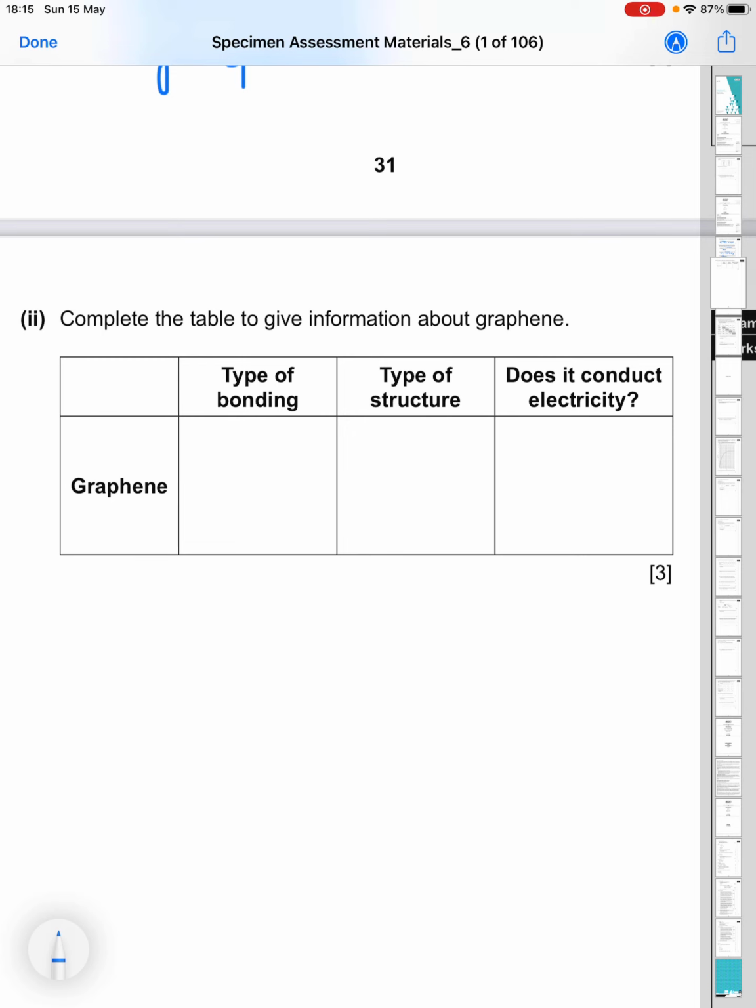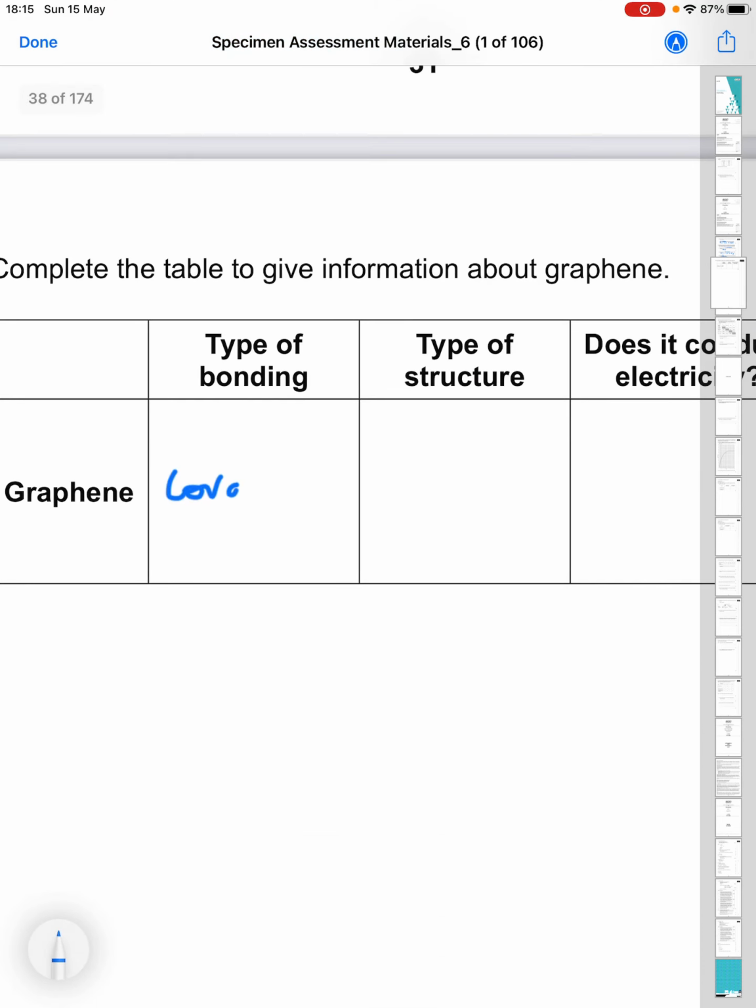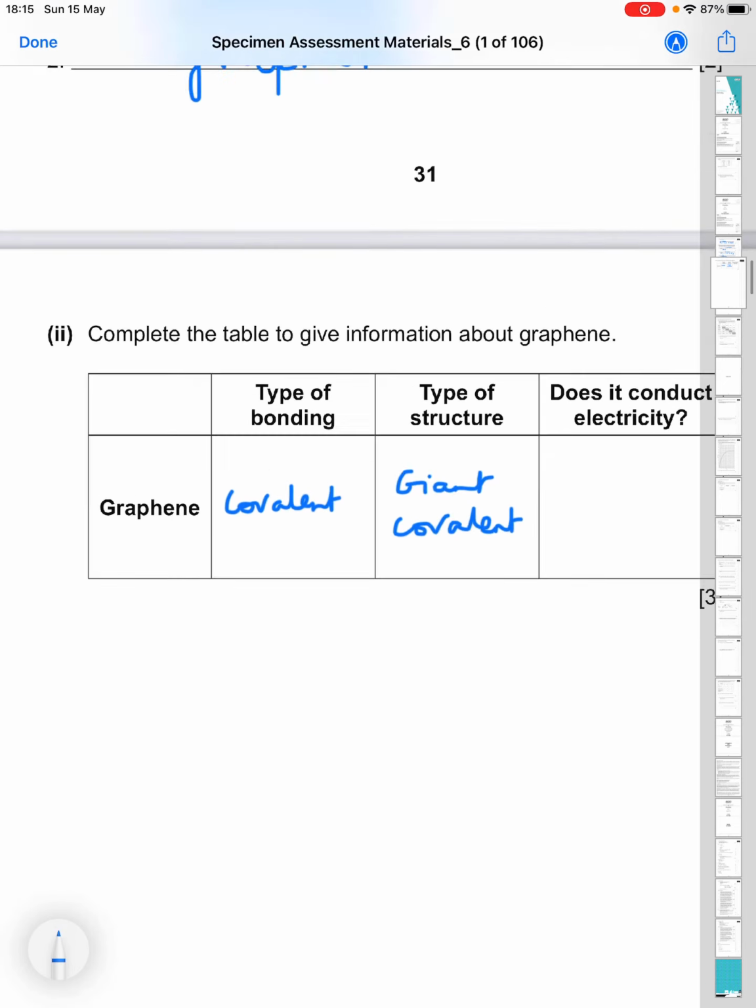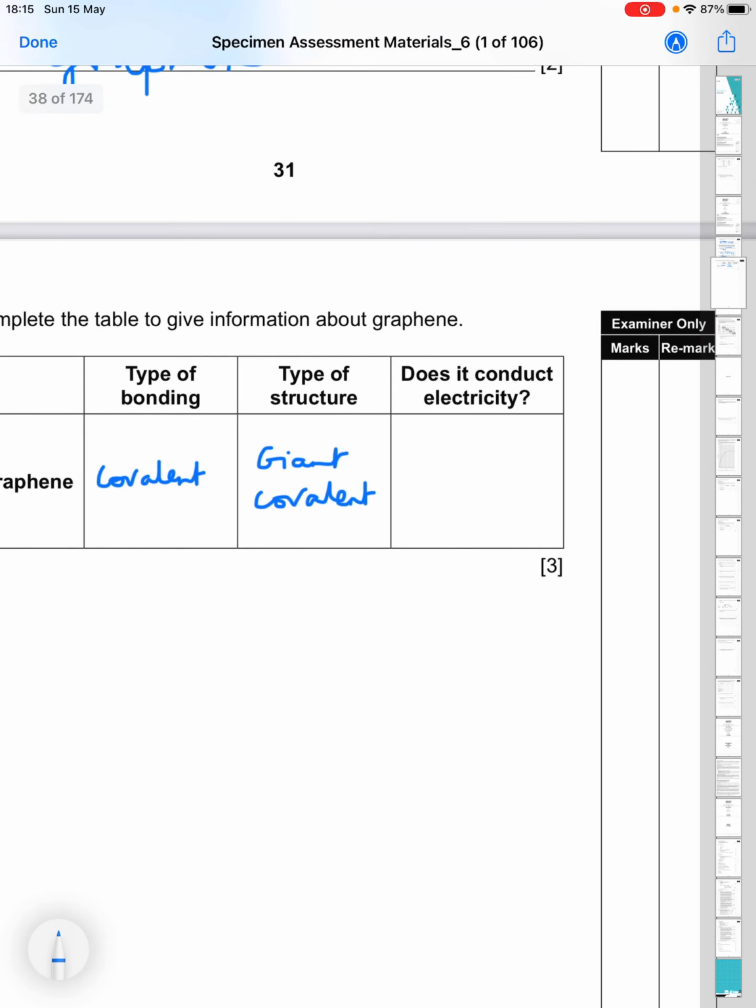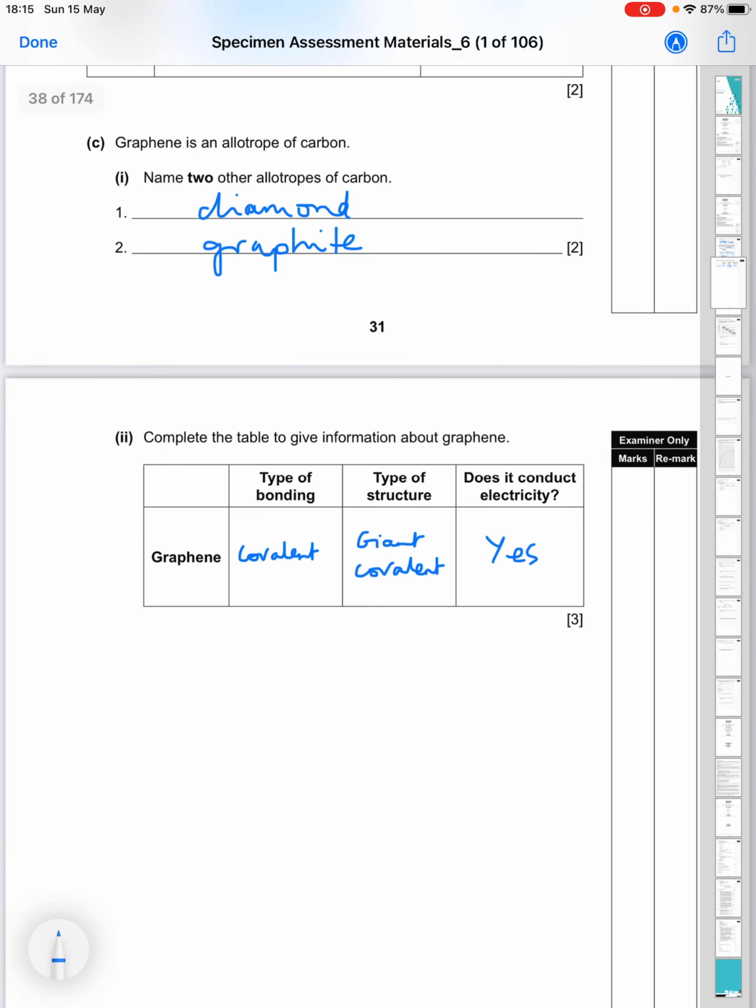And finally, complete the table to give the information about graphene. So the type of bonding is covalent. The type of structure is giant covalent. You could say macromolecule, but it's good always to use the type of bonding in the structure. And does it conduct electricity? Yes, it does. So 3 marks for that. And that brings us to the end of the paper.